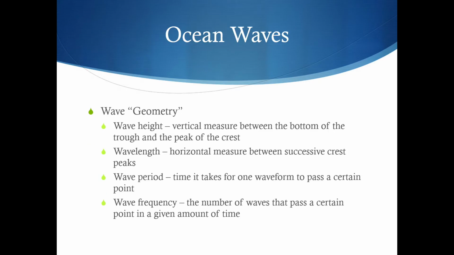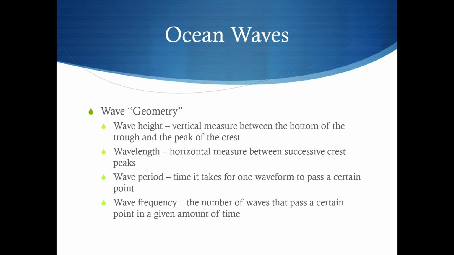The geometry of a wave, or the anatomy of a wave, is wave height, which is the vertical measure between the bottom of the trough of a wave and the peak of the crest of the wave. So it's how tall the wave is from bottom to top. Wavelength is the horizontal measure between successive crests. So if I know where one crest is and I move laterally over to the very next crest in a wave, that length is called the wavelength.